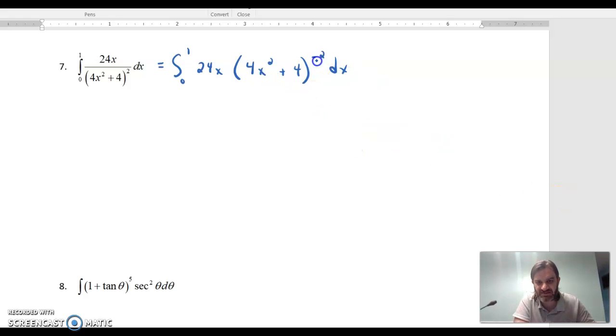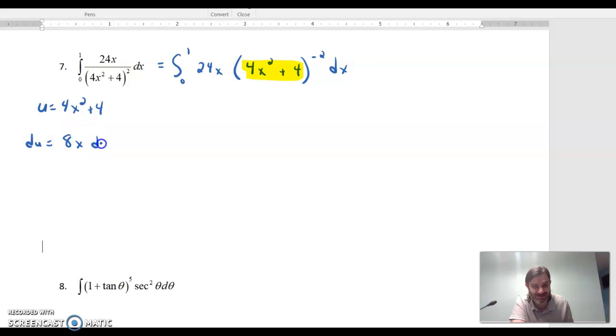I've got this thing to the negative 2 now. I would like to add 1 to it and divide by that new exponent. So what do I have here? I have in parentheses, which is a good indicator, 4x squared plus 4. And I know that derivative of 4x squared is 8x. Well, the x matches up with the outside, and the 4 just by itself will go away. So let's use that. Okay. So u equals 4x squared plus 4. du will be 8x dx.